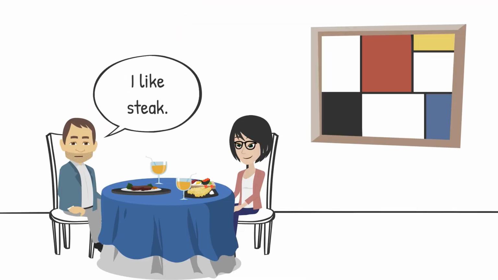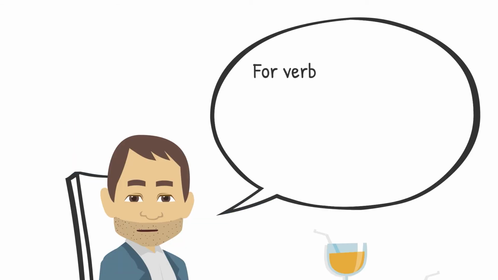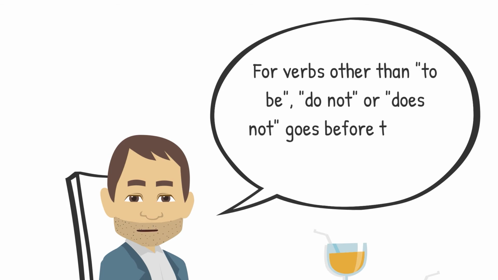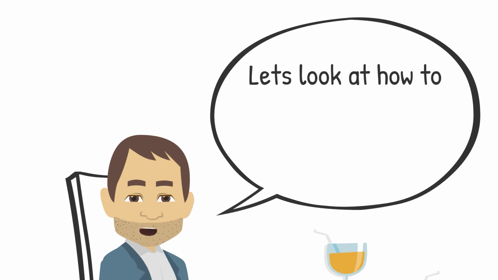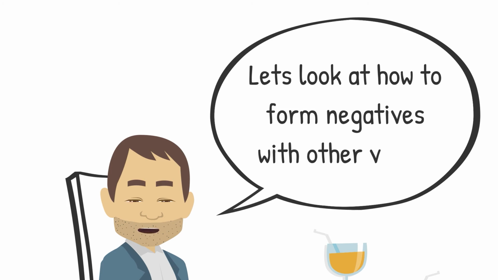I like steak. I do not like fish. She likes fish. She does not like steak. For verbs other than to be, do not or does not goes before the verb to make the negative. Let's look at how to form negatives with other verbs.